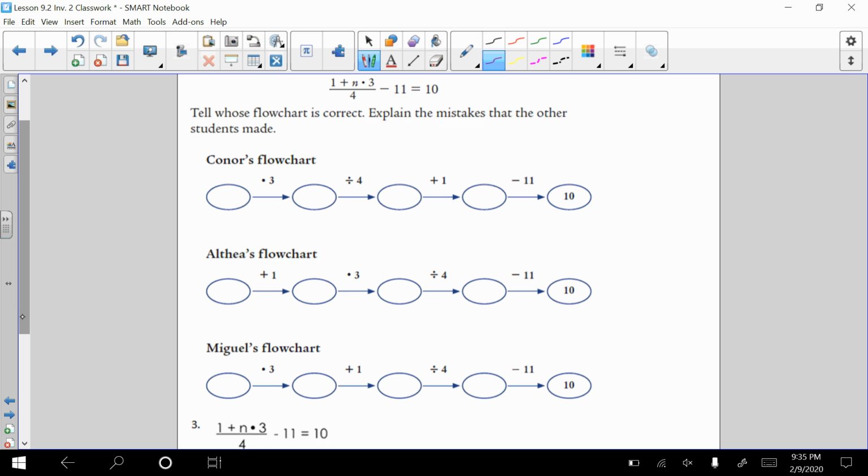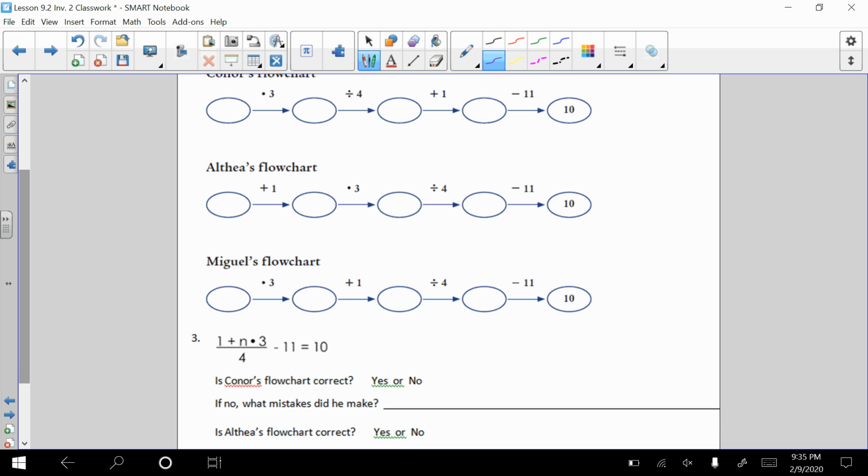Would Connor be correct? Well, no, he would not be correct, because we would need to do everything in the numerator before we divided, because the quantity is divided by 4, all of that. So we would want to make sure that we added first, then divided.